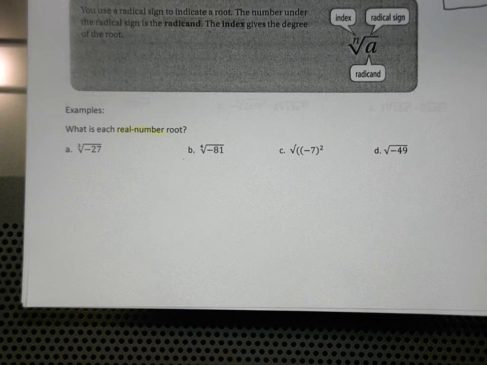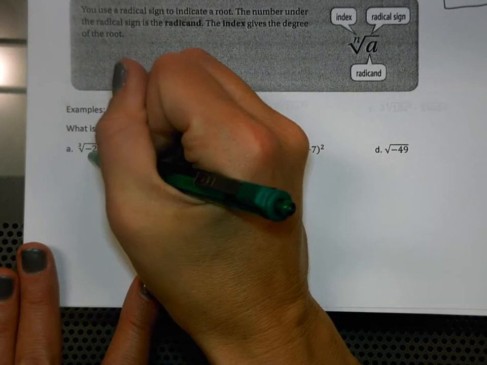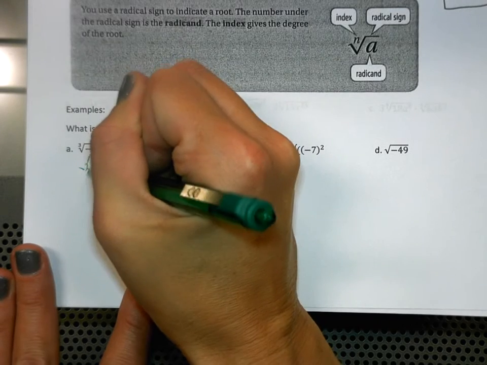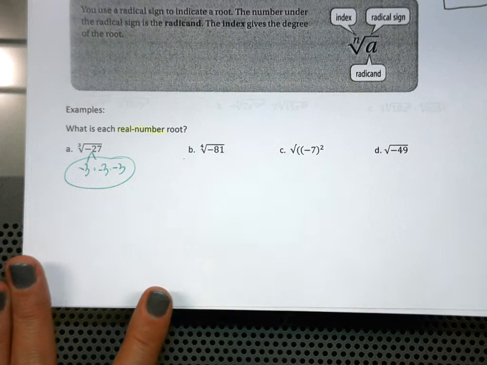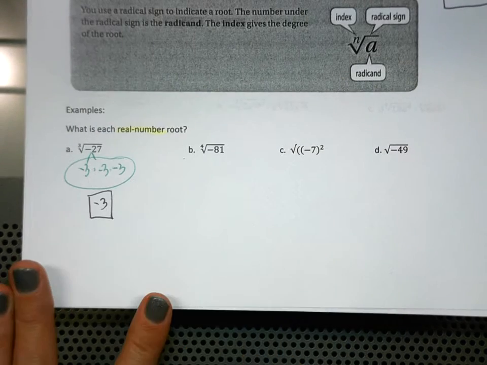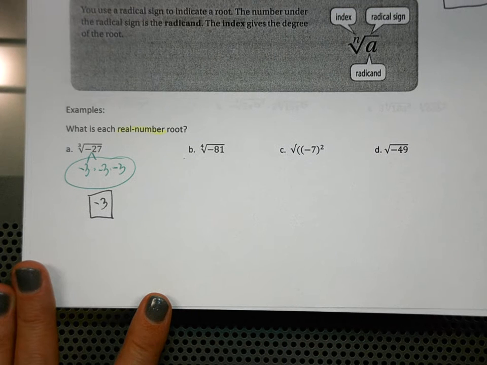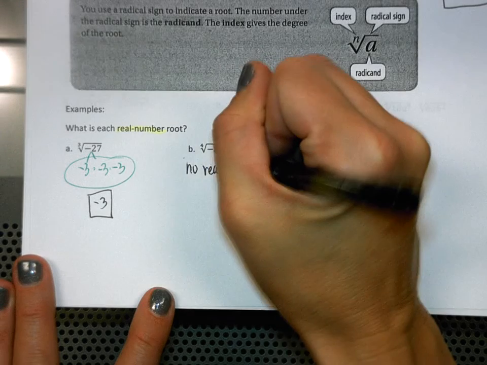So A, what do you think? Negative 3. Good. And again, if you want to see this broken down here, -27 is really -3 times -3 times -3. And so we have a group of -3s, so my answer is -3. Okay, what do you notice about B? The index is even. Index is even, so what does that tell us? If there's a negative underneath, the answer is going to be, okay, no real roots.